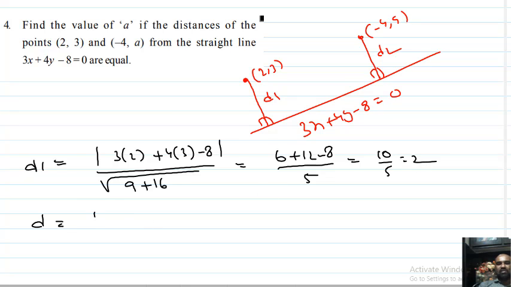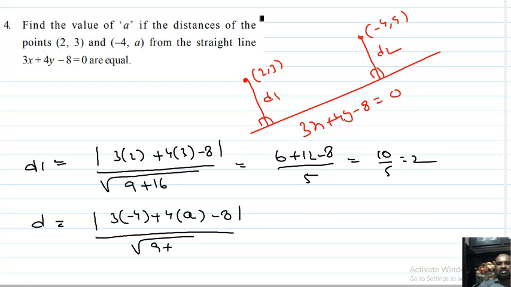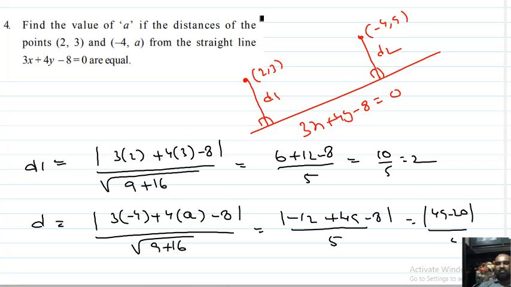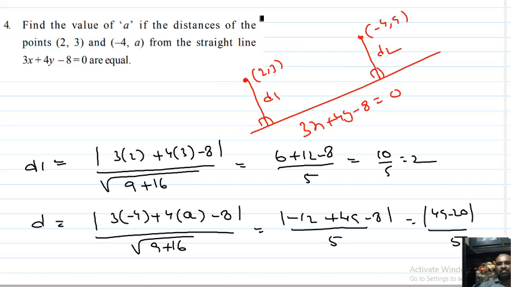d2 I want to find. Mod 3 into minus 4 plus 4 into a, minus 8 by root over 9 plus 16, that is equal to minus 12 plus 4a minus 8 by 5, that is equal to 4a minus 20 by 5. So, what is given? I will write: given d1 equal to d2. What is d1 here? 2. 2 equal to modulus of 4a minus 20 by 5.